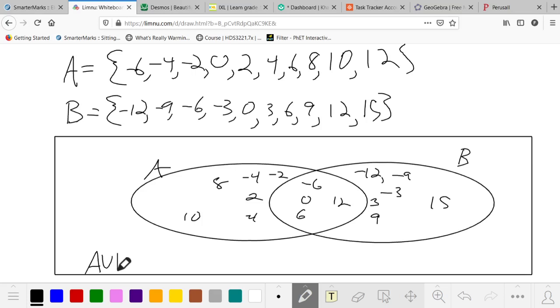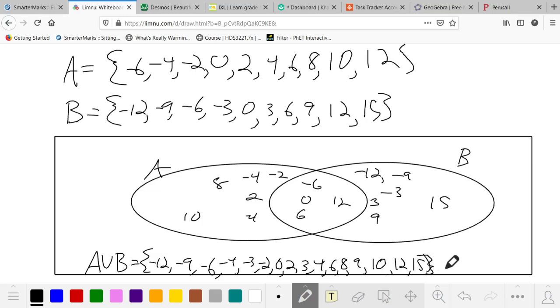So the union of A and B is anything in both sets. -12, -9, -6, -4, -3, -2, 0, 2, 3, 4, 6, 8, 9, 10, 12, and 15. So the number of elements in A union B, 1, 2, 3, 4, 5, 6, 7, 8, 9, 10, 11, 12, 13, 14, 15, 16.